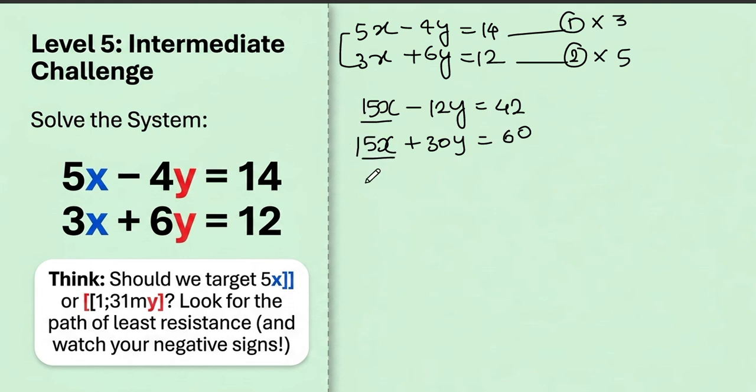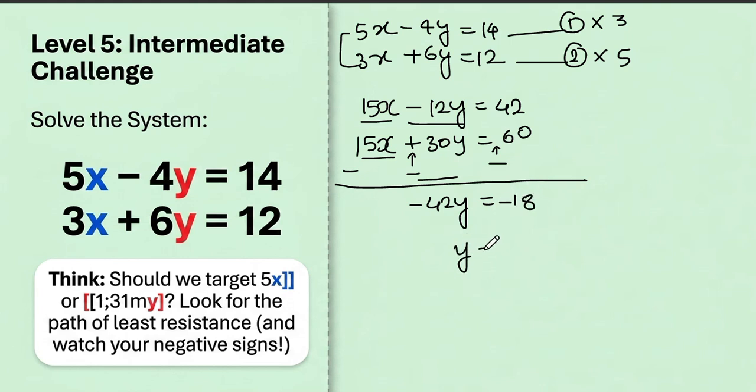So what we have to do, we have to change the sign of the second equation. This is plus, so it becomes minus, plus here also, so it becomes minus. Now 60 is also plus, so it becomes minus. So we will solve this. 15x minus 15x will get cancelled, minus 12y minus 30y becomes minus 42y is equal to 42 minus 60. If we do 42 minus 60, we get a negative answer, minus 18.